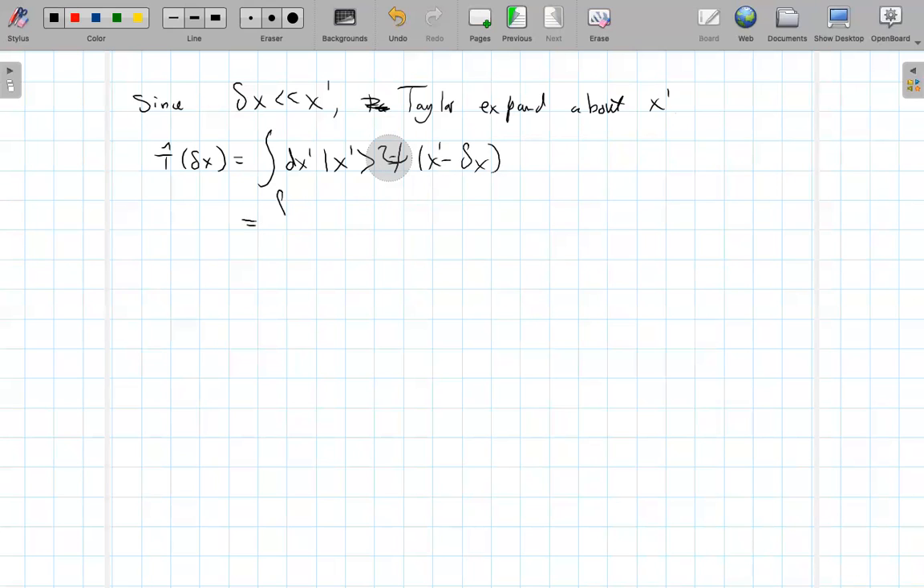So this is going to be equal to the integral dx prime times |x prime> times, if I do a Taylor series expansion, I'm simply going to evaluate psi here at x prime. So this is psi of x prime. And then from here, we get a subtraction of delta x times the first derivative, or in this case the partial derivative, of psi with respect to x prime. And this is evaluated at x prime.